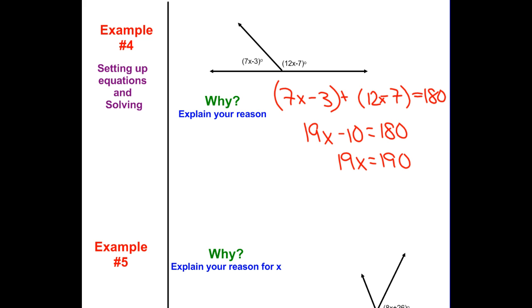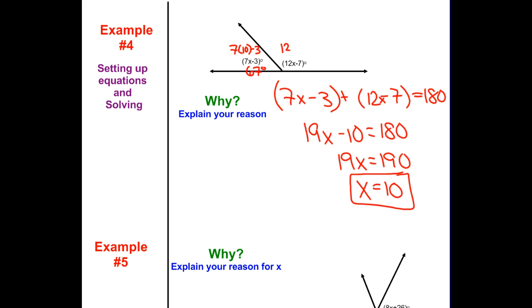Divide by 19. So x equals 10. Now it doesn't say that we have to plug it in and figure out anything else, but I'm going to plug it in anyways just to make sure we get this right. So we get 7 times 10 minus 3. Well, that'd be 70 minus 3. It's going to equal 67 degrees.